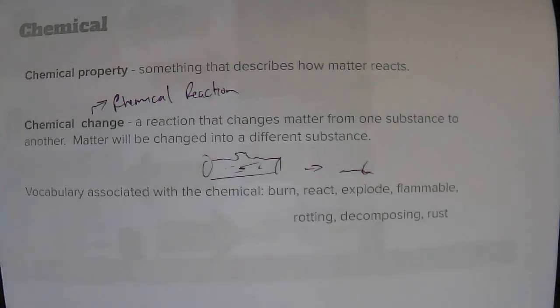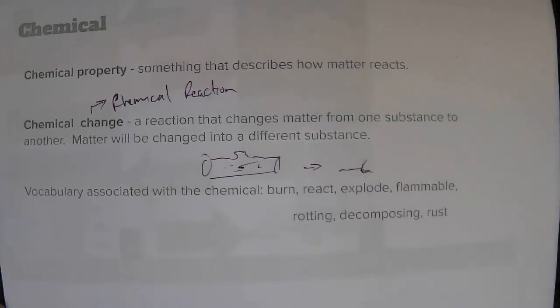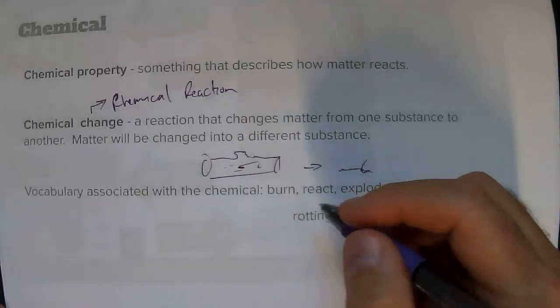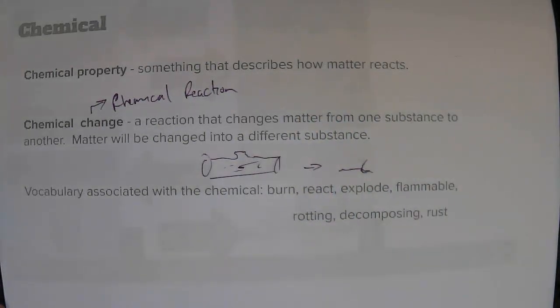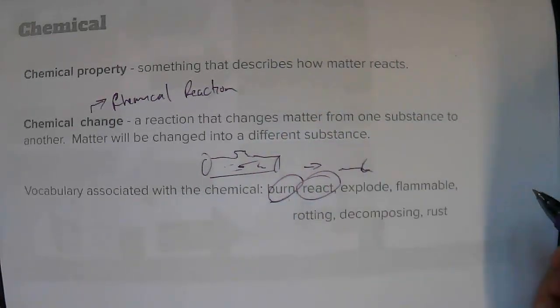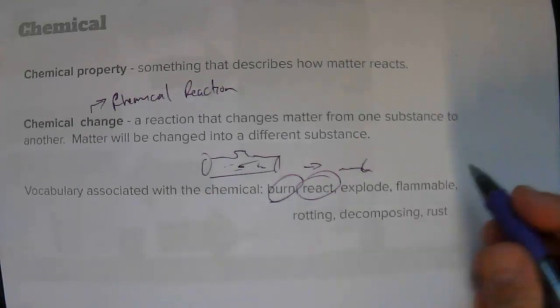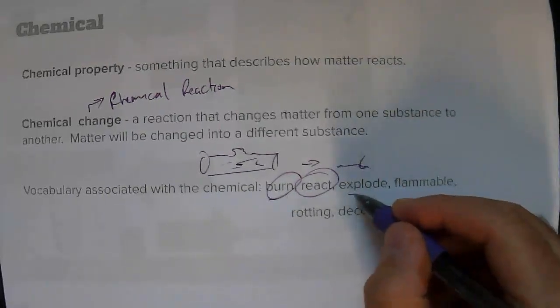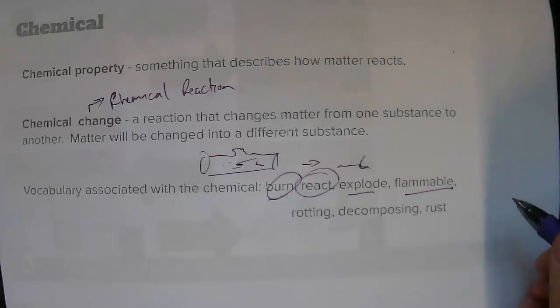So just like there's vocabulary associated with physical things, there's also vocabulary associated with chemical things. So when something burns, that's what we're talking about here with the log. You burn a log, it's different. A reaction: if something undergoes a reaction, it's not the same thing as what you started with. It has undergone a chemical change. Exploding. When something is flammable, that means it lights on fire.